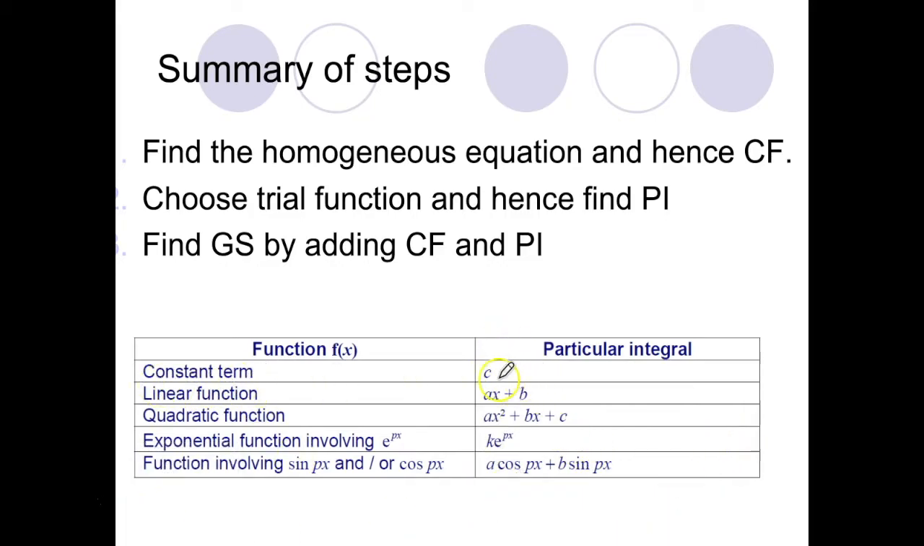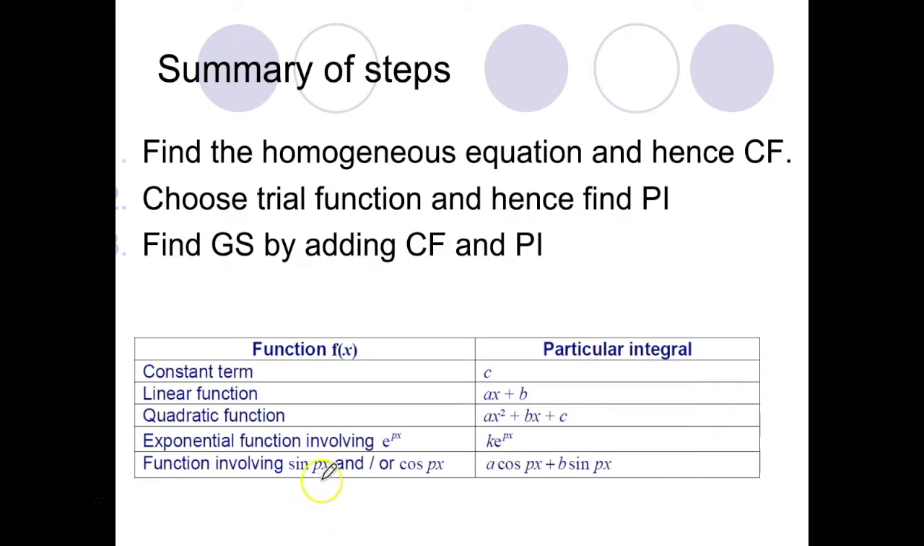If f of x is a constant, then the particular integral will just be a constant, and you have to look for that constant. If f of x is a linear function, then the particular integral is also a linear function. And if f of x is quadratic, you also have a quadratic particular integral. If it's an exponential function, then you should also have an exponential function. But if it is a trigonometric function, sin px or cos px, then you also have a trigonometric function for the particular integral, a cos px plus b sin px.